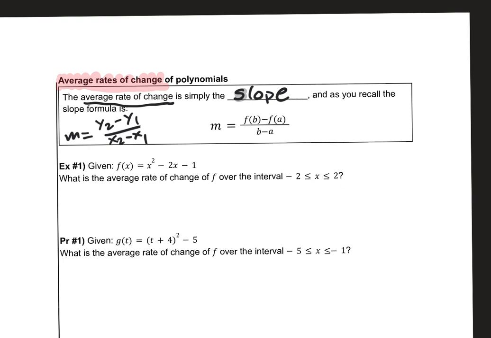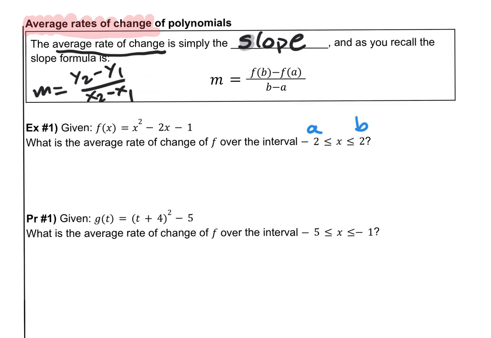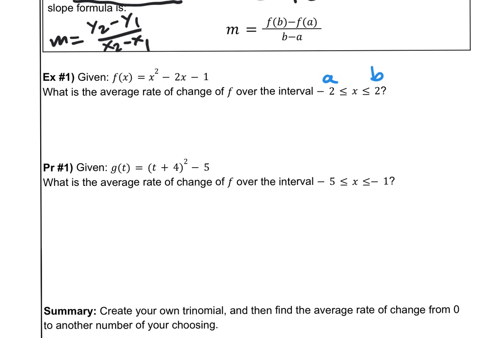So if we look at example 1, it says given this function f of x equals x squared minus 2x minus 1, what is the average rate of change of f over this interval from -2 to 2? Well, you could just make this be your a, this be your b. Let's plug everything in. The first thing you might want to do is figure out what f of b is, right? That's what happens when you plug in your b value.